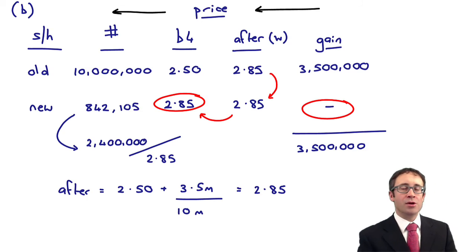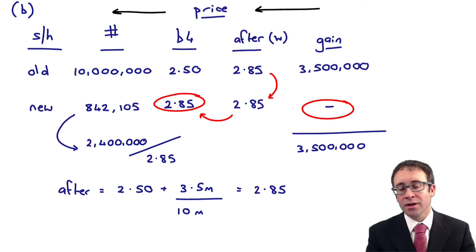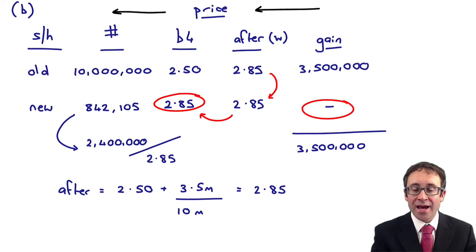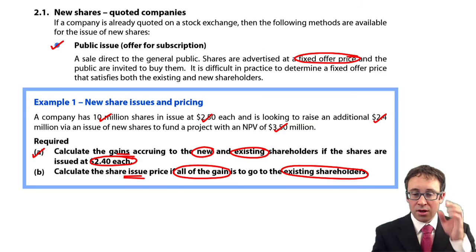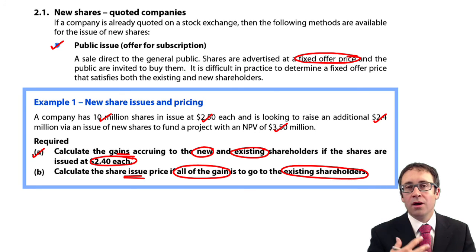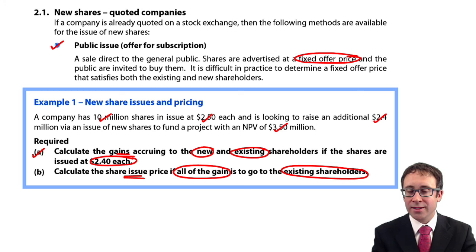A new shareholder is not going to pay $2.85 to get a share that is currently priced at $2.50. So that goes through there, and using that example demonstrates the issue that you have with regards to a public issue. The pricing is very difficult to determine.